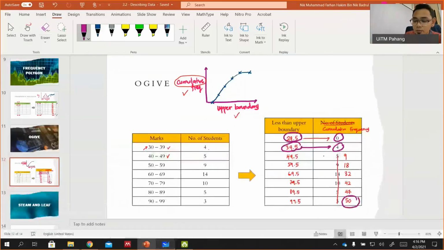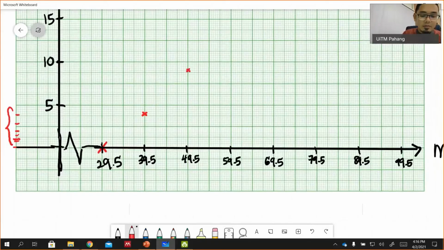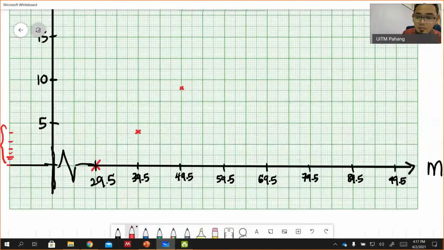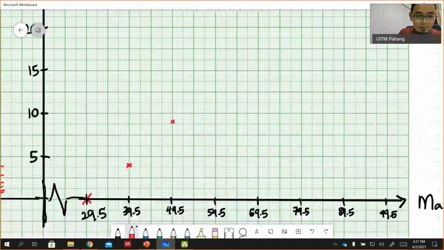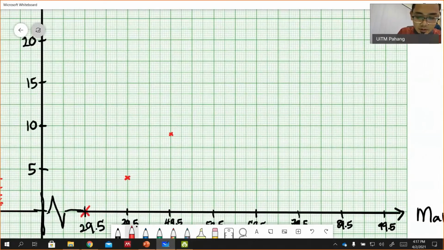The next one, 49.5, should be 9. 9 is actually before 10, so 9 is somewhere around here, before 10. The next one will be 18. So 59.5 should be 18. 18 should be somewhere around here, 18 is that.